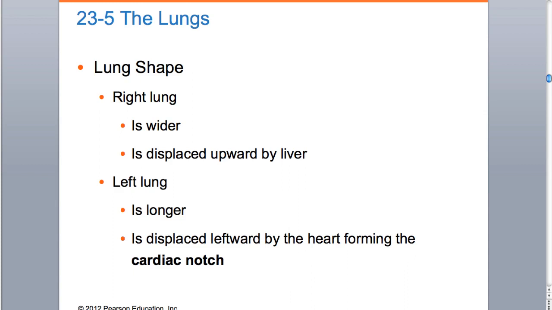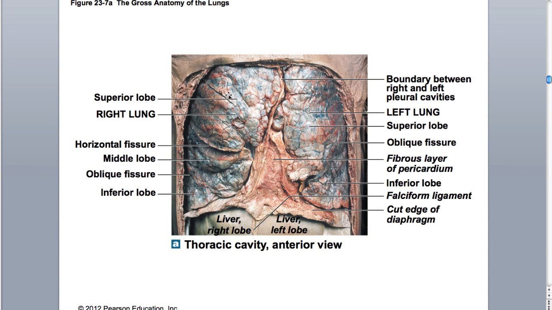Next slide. Here's the picture version, showing you the right lung with the superior, the middle lobe, and the inferior lobe. You see the indentations or the markings called the fissures that separate them out. On this side, you see the left lung. This little indentation is where that cardiac notch portion would be. Okay. Next slide.